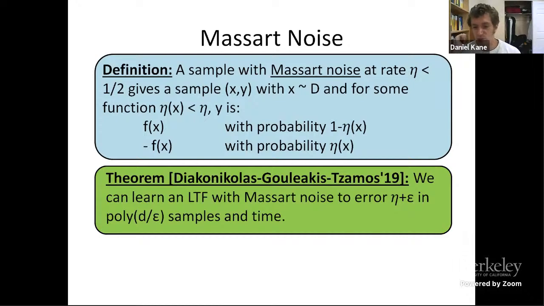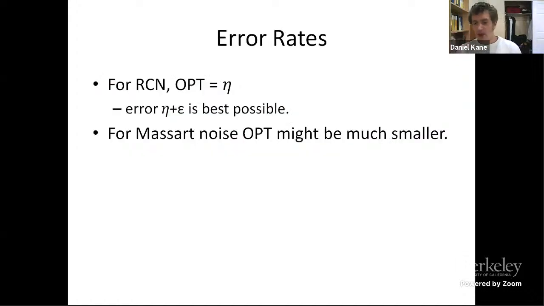a linear threshold function with Massart noise to error eta plus epsilon in poly d over epsilon samples and time, which is great. Now, this result looks very similar to the result that we had for random classification noise, so we might think that we're done, but we're not. Because for random classification noise, opt is equal to eta. You've got eta noise everywhere, and so you cannot expect to learn to error better than eta plus epsilon.